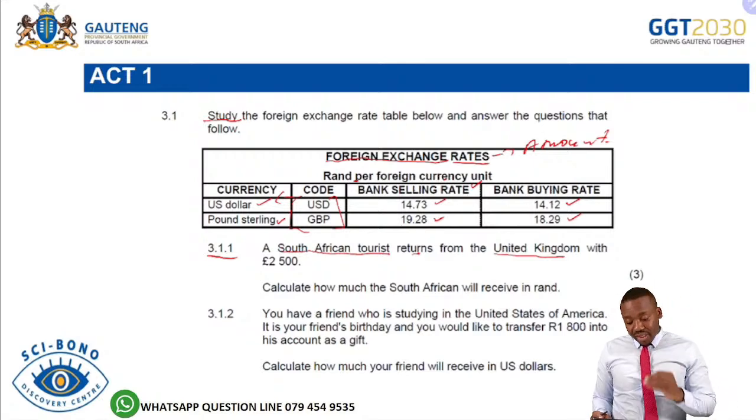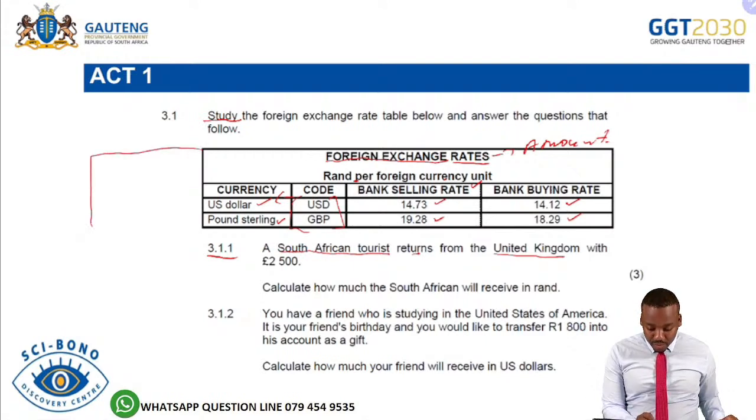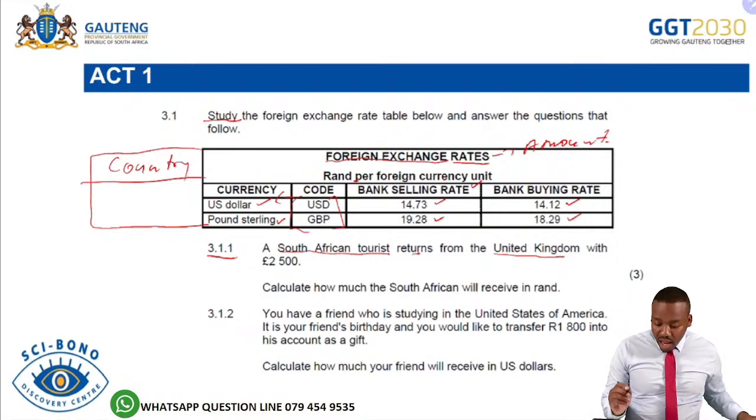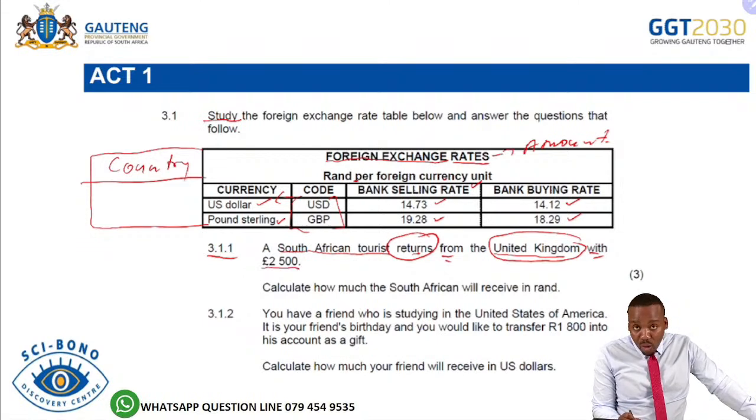Now, it is very important again for you to know your countries. Because when you look at this table, unlike the one that I used on the activities, it had another block here that had the country. But now when you look at this one, the countries are not given. So you need to know your different countries. A South African tourist returns, you highlight, from UK with 2,500 pounds, right?